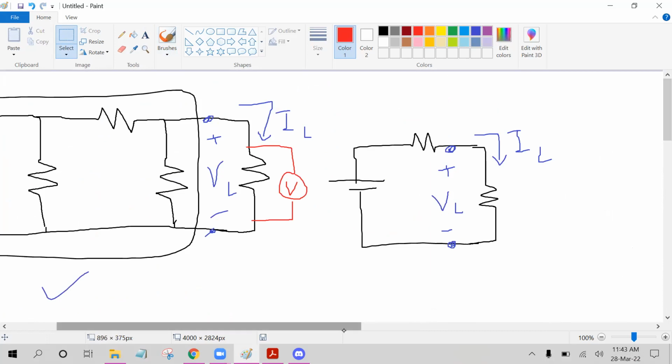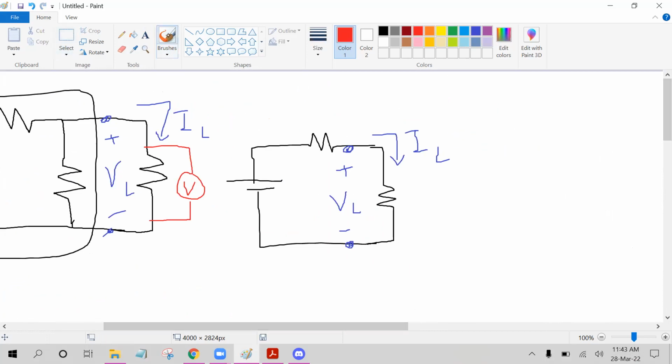To build this circuit, we need to know the voltage source value and this resistor value, right? Let me first denote them with V Thevenin, or VTH, and R Thevenin, RTH. How can we measure these two values? Probably you have already learned it in your theory class or maybe are going to learn it very soon. I will also discuss it now and then we will measure these two values.